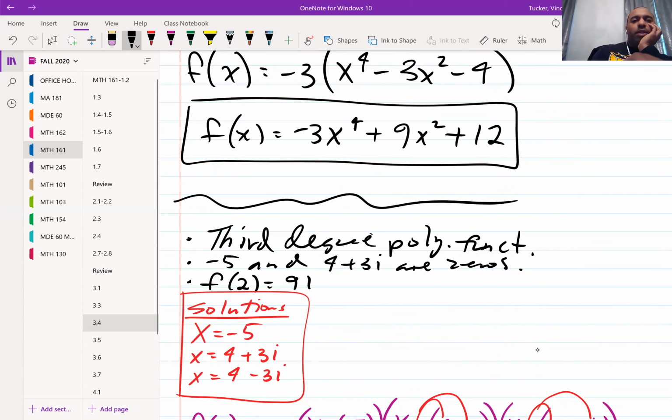They give us the solutions of 2, -5 and 4 plus 3i. Then when I plug 2 into the equation, I will get out 91. All right, so if it's a third degree polynomial, that means there are 3 solutions. They give us 2, -5, and 4 plus 3i. And don't forget 4 minus 3i is a solution as well because of the complex conjugate theorem.